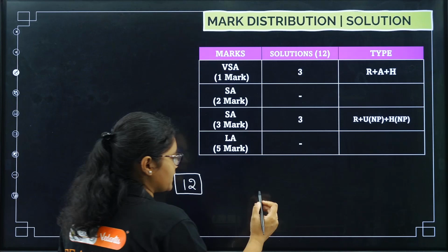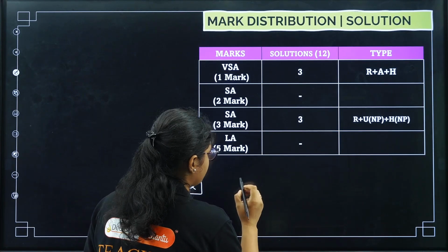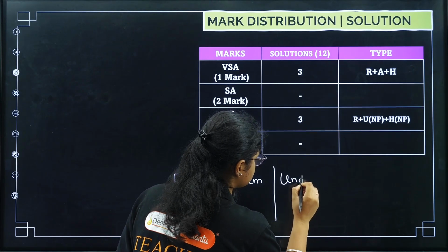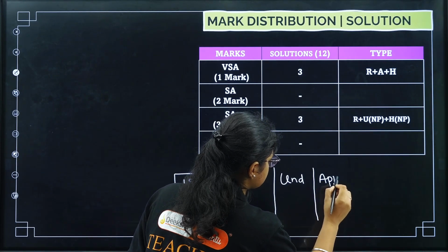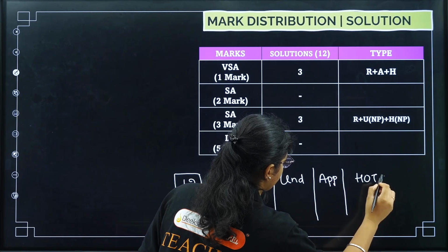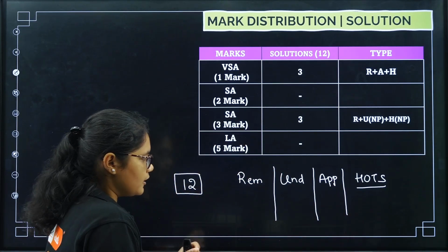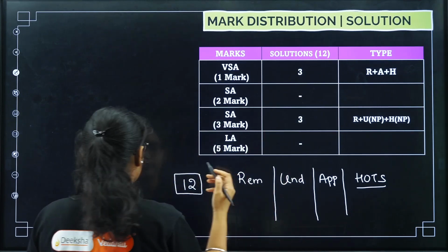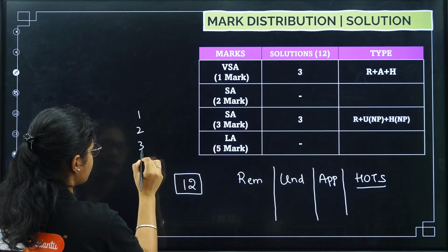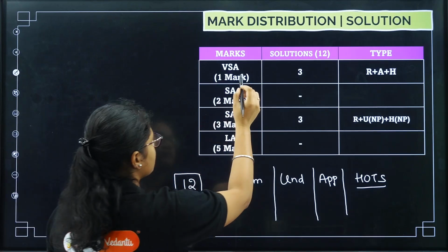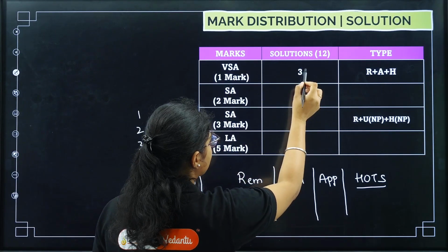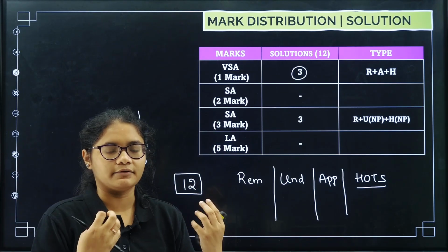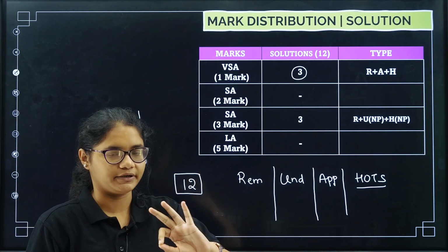Now your questions are of four types: remember based, understanding based, application based, and HOTS questions, that is, higher order thinking skills. And your question pattern has 1 mark, 2 mark, 3 mark and 5 mark questions, right? So for the Solutions chapter, you will be getting 3 MCQs, or 3 1-marker questions. It can be fill in the blanks or MCQs, but you will get 3 1-marker questions.